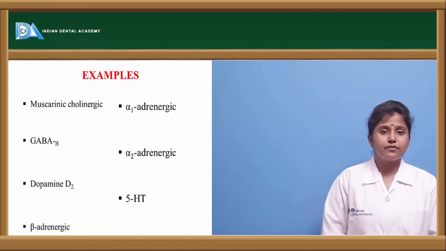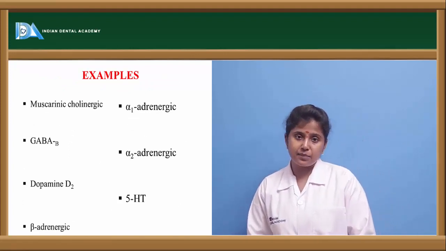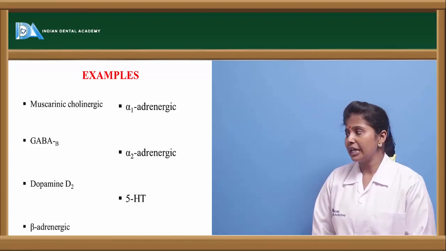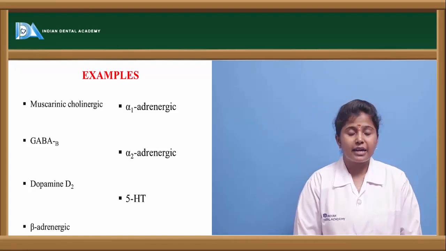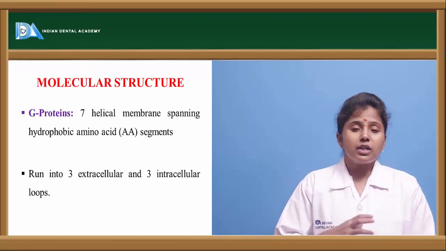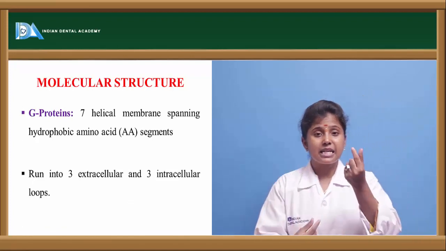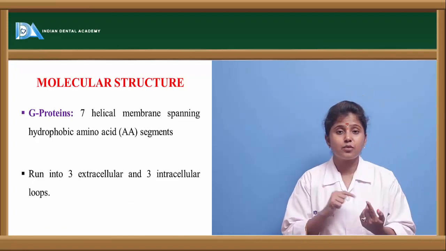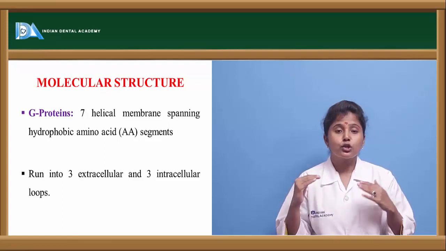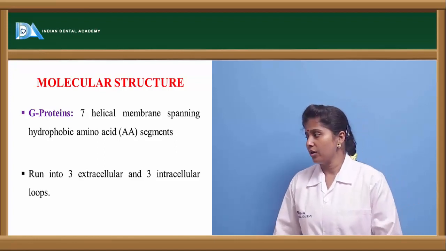If we see examples of GPCR receptors: muscarinic cholinergic receptors, GABA B receptors, dopamine D2 receptors, beta adrenergic, alpha 1 adrenergic, alpha 2 adrenergic, and a few 5-HT receptors. If we see the molecular structure of this GPCR, it has 7 helical structures. In the sense, it has 7 cylindrical structures called helices, and these 7 structures are connected with loops. So 3 loops are present extracellularly and 3 loops are present intracellularly.